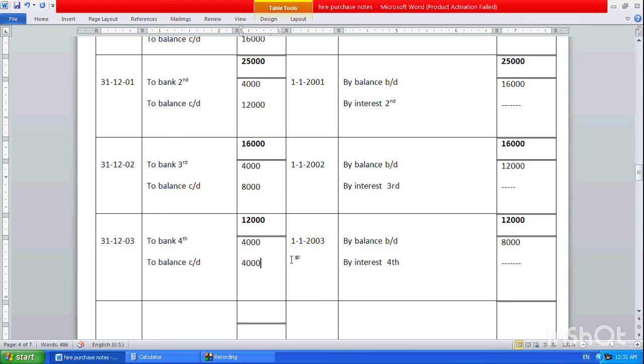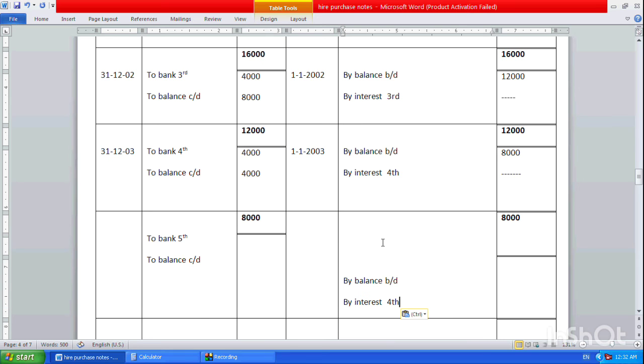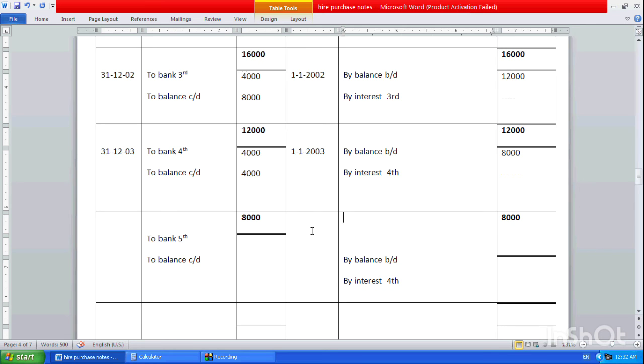Now 8,000 ledger balance, and 8,000 ledger balance, both debit and credit. This 4,000 we have to transfer, some entries to next year. This is for the fifth. First, here by balance brought down, balance brought down 1st January 2004.